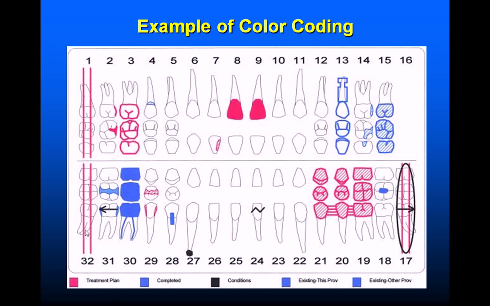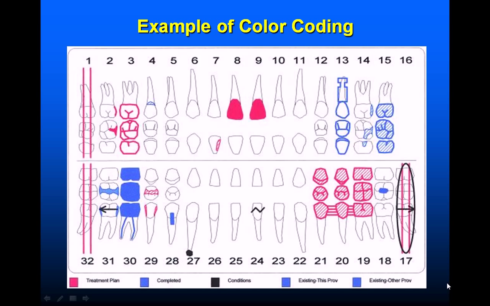On 27, we see a condition. We see a black circle at the apex of a tooth. This indicates that this tooth has a periapical abscess. On the patient's lower left side, we see a bridge as a recommended treatment. We see an implant on the upper left. So without going through this tooth by tooth, you still get a good idea that you're gathering a lot of information just by looking at the patient's chart.